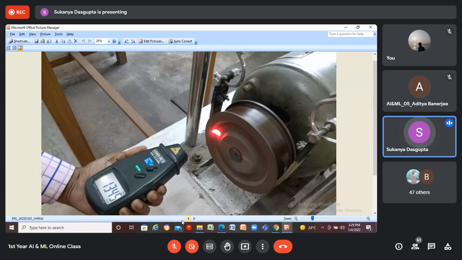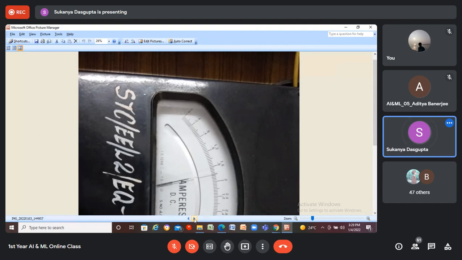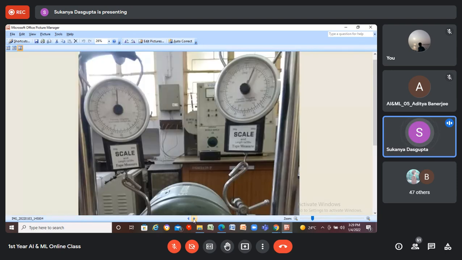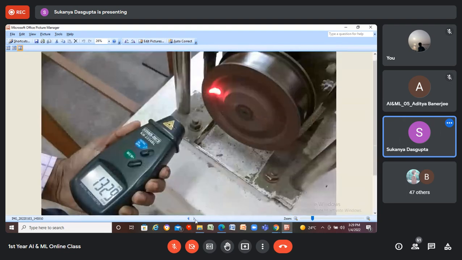And last is when armature current is 1.8. This is 1.6, this is 2. So this is 1.8. So when armature current is 1.8 amps, this is the case. Load is 2.5. This pointer is indicating just in between 2 and 3, so it's 2.5. And this is the value of speed, 1329.